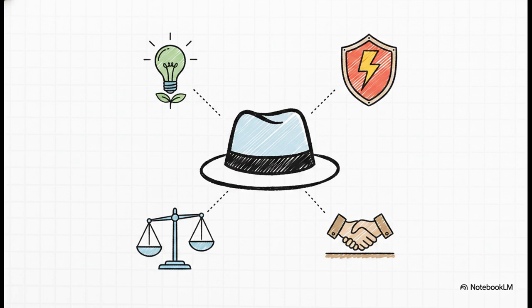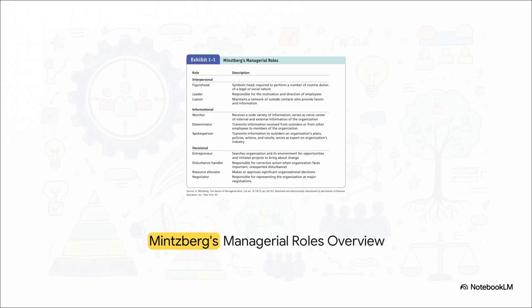team in major deals. When you look at Mintzberg's complete overview of these 10 specific roles divided across those 3 primary categories, interpersonal, informational, and decisional, you immediately see why the shift from worker to manager is just so incredibly complex. You aren't just doing one job anymore. You are fluidly shifting between 10 totally different personas just to keep the whole operation functioning.